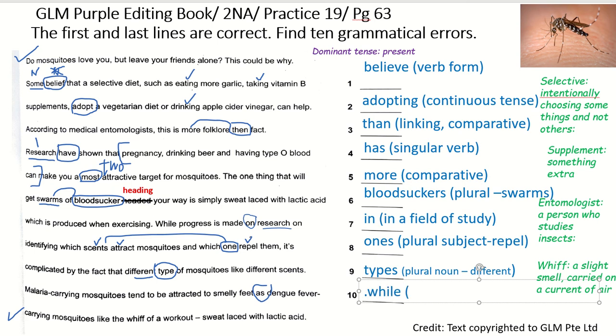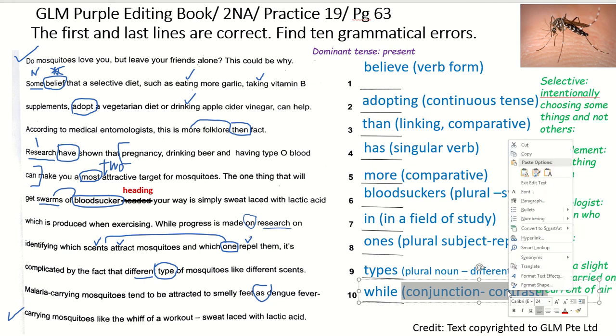Okay, so this is a conjunction for contrast. Not as. As is for because, like reasoning. Okay, it's more for reasoning. As I am tired, I went to sleep. Okay, that's for reasoning. Okay.